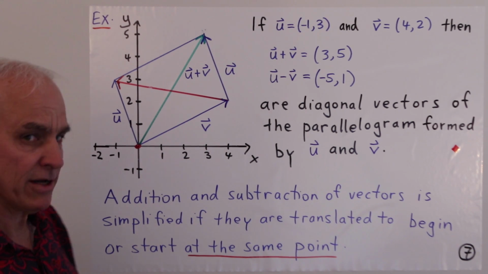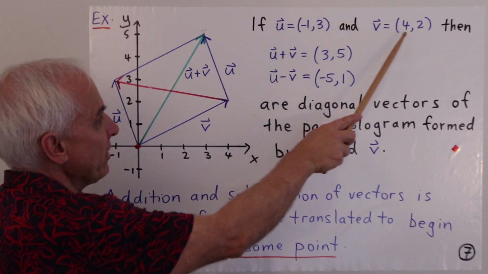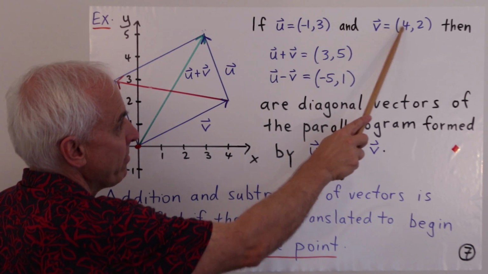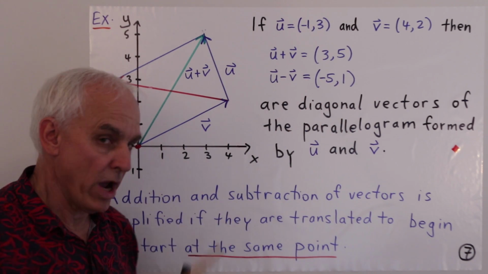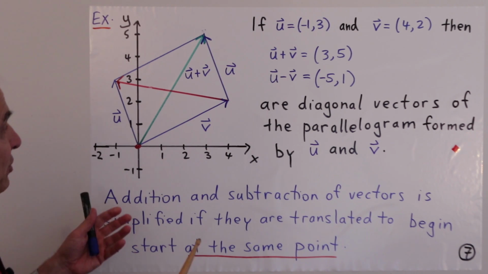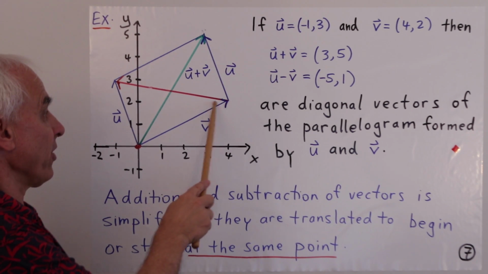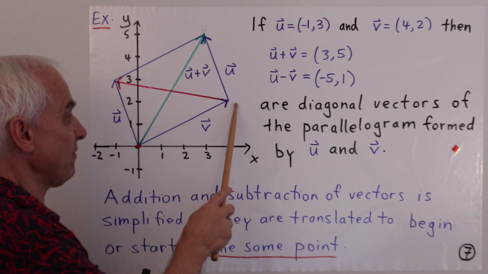How about u minus v? That's a little bit more subtle. The vector u minus v is the difference. So -1 minus 4 is -5, and 3 minus 2 is 1. Where is this on the diagram? Well, it's also on the diagram. It's the other diagonal of this parallelogram. It's the red vector.